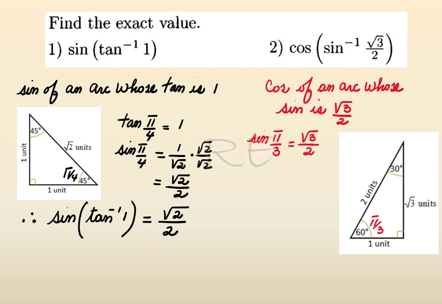Now, we need the cosine of pi over 3. Since pi over 3 is in the first quadrant, we can take the cosine and that'll be our solution. The cosine of pi over 3 is 1 over 2, adjacent over hypotenuse. In conclusion, the cosine of an arc whose sine is square root of 3 over 2 is 1/2.